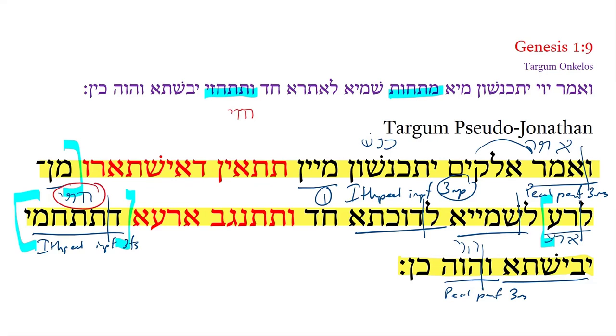Targum Pseudo-Jonathan, Genesis 1:9, the second part. This video is going to talk about this word that has the kaf, nun, shin verbal root.